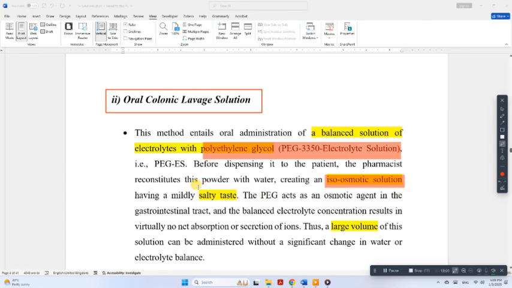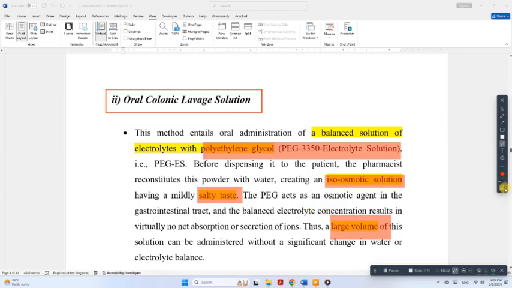When the customer or the patient drinks this solution, there will not be a net absorption or loss of electrolytes from the body or absorption of electrolytes from this solution into the body. It's isoosmotic, meaning it has a similar osmolarity to the body and the blood. So, there is no net absorption or secretion of ions. That's why it's isoosmotic. This solution, because it contains electrolytes, has a mild salty taste. This solution is given in large volumes.